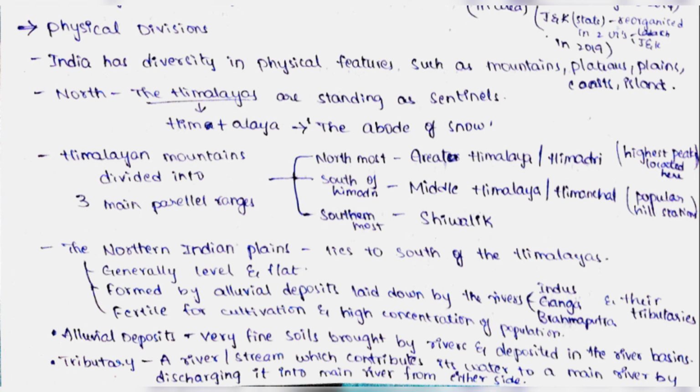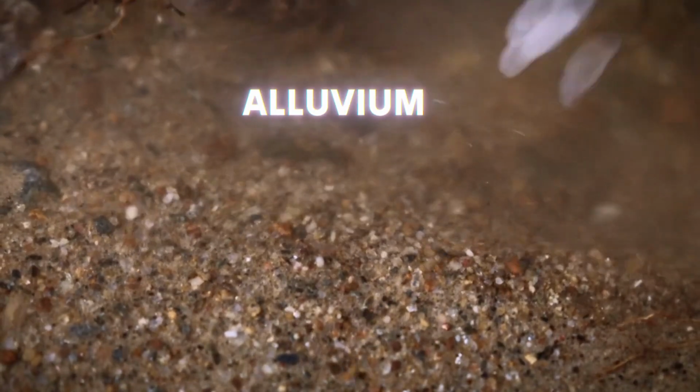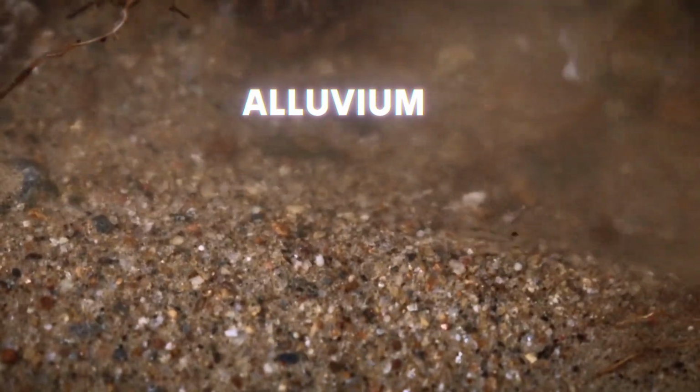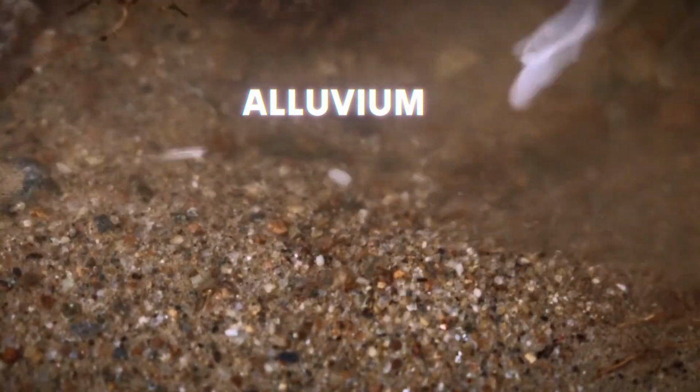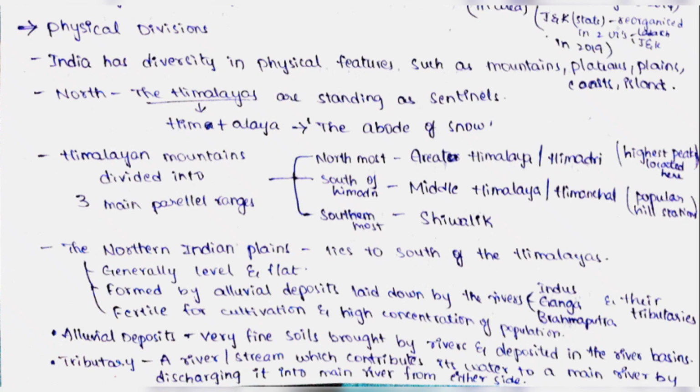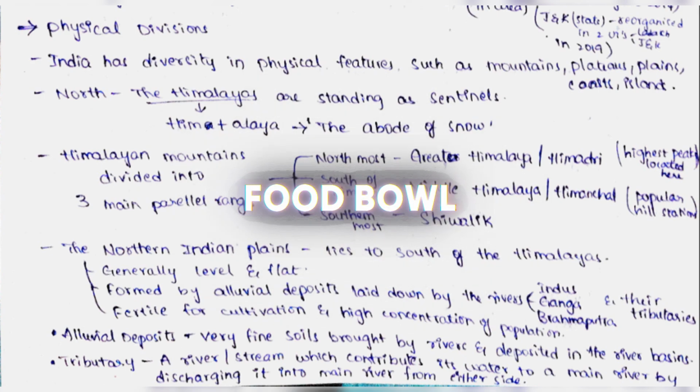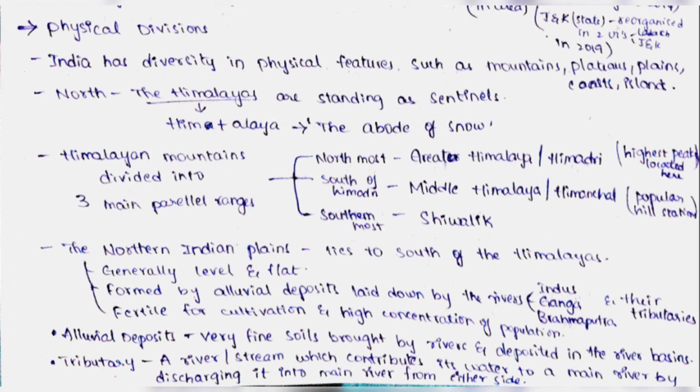Now what is alluvium? Alluvium means fine soil and sediments carried by rivers and deposited on the land when the river floods. The three major river systems that form these plains are the Indus, the Ganga and the Brahmaputra along with their tributaries. Because of this fertile soil, these plains are ideal for farming. Crops like rice, wheat, sugarcane and pulses are grown here. That's why this region is known as the food bowl of India. It also has a dense population because water, transport and agricultural facilities are easily available.